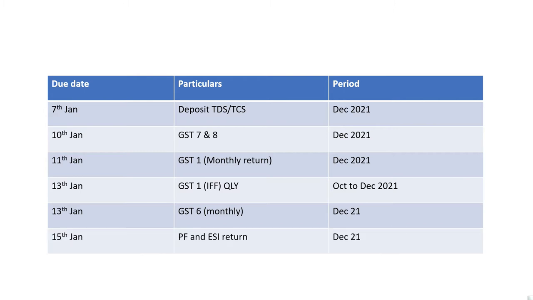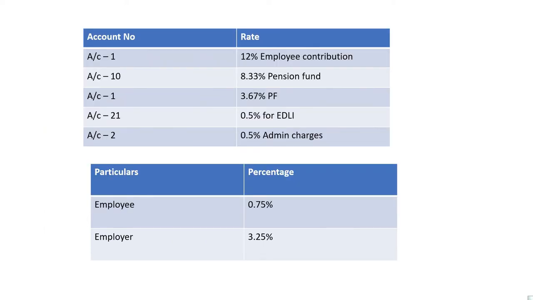15th January is the due date for PF and ESI return. In case your company deals with PF and ESI, then you have to make the payment and file the return on or before 15th January. For PF and ESI, you must file before the due date because interest and penalty are heavy compared to other laws. And in case you don't know the breakup of PF and ESI, it looks like this.